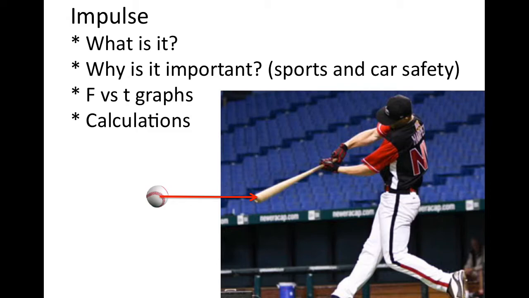What causes this change in momentum is called impulse. And impulse is just simply the applied force over some period of time. In this case, it is the bat that is applying the force over some given period of time before the momentum changes.